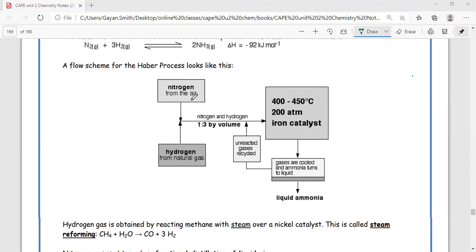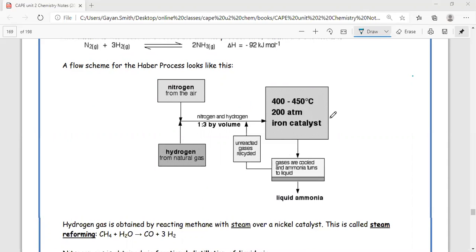in order for the reaction to be successful. They are combined in a chamber at a temperature of 400 to 450 degrees Celsius at a pressure of 200 atmosphere, and an iron catalyst is required. With these conditions, you will get a high percentage of conversion of the nitrogen and hydrogen to ammonia. However, some of the gases will remain unreacted.